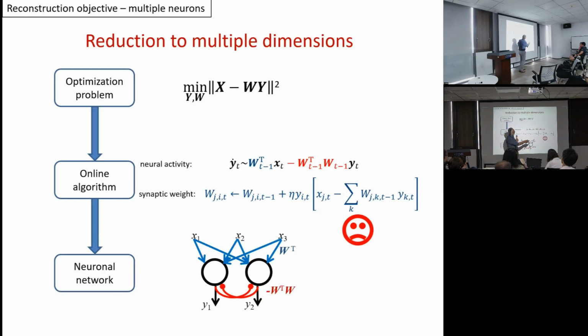But this term is horrible because it requires the synapse to know the activities of all other neurons, weighted by the different feed-forward weights, to update itself. And how can the synapse possibly know that? So that's why this rule is non-local and cannot be implemented biologically.